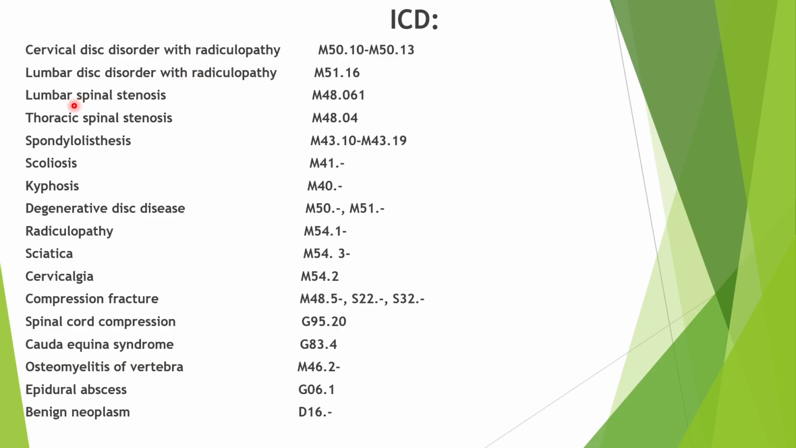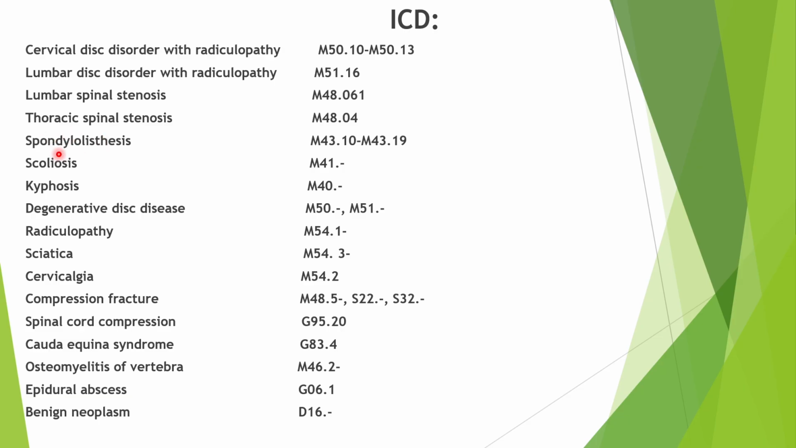Okay. The third one, lumbar spinal stenosis. This is a narrowing of the spinal canal in the lower back that reduces the space for the nerves. The symptoms will be weakness, leg pain, back pain, numbness, or difficulty in walking. Okay. So the next one, that is thoracic spinal stenosis. What is this? Narrowing of the spinal canal in the thoracic spine, or the middle back. Okay.